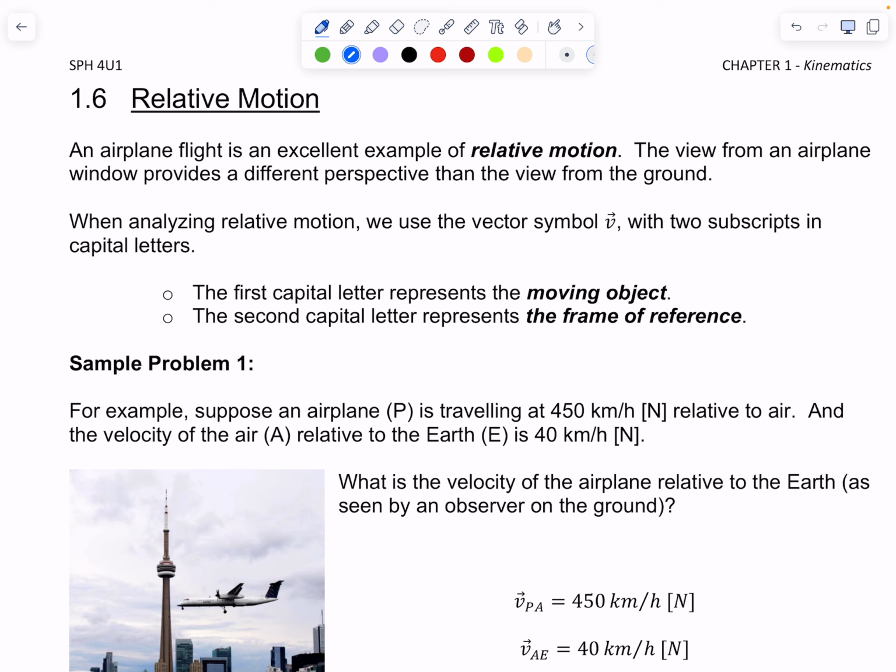When analyzing relative motion, we use the vector symbol v with an arrowhead on top, with two subscripts in capital letters. The first capital letter represents the moving object. The second capital letter represents the frame of reference.